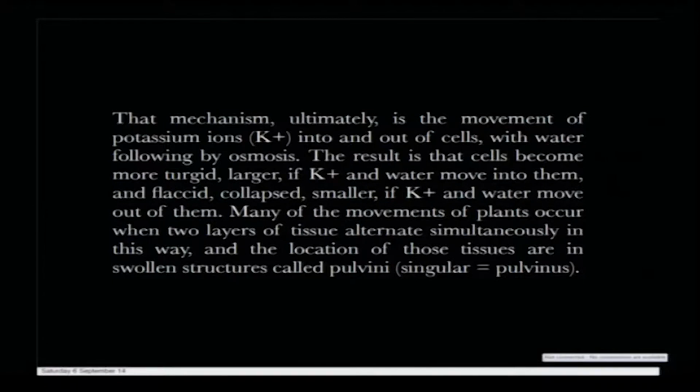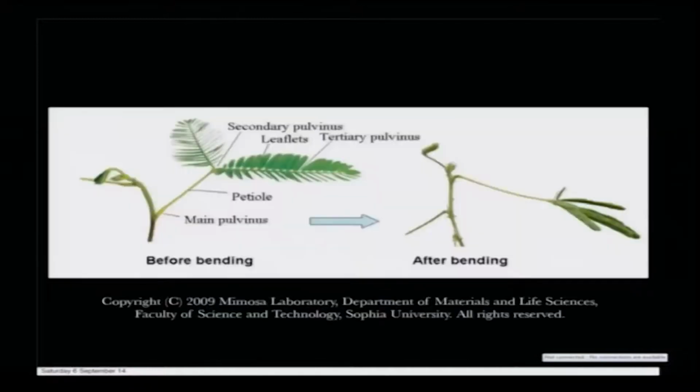Many of the movements of plants occur when two layers of tissue alternate simultaneously in this way, and the location of those tissues is in a swollen structure called pulvini. So, that is the reason why I was telling you to take a very clear look at this picture. This is the pulvini, or pulvinus, where these kinds of tissues remain. One allows entry, the other one allows a reverse entry.